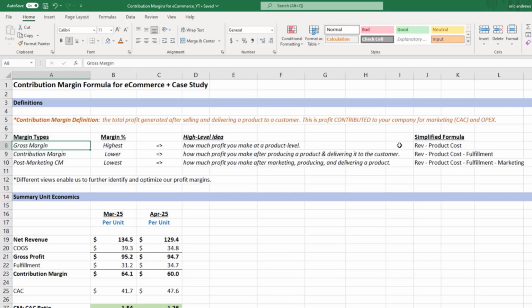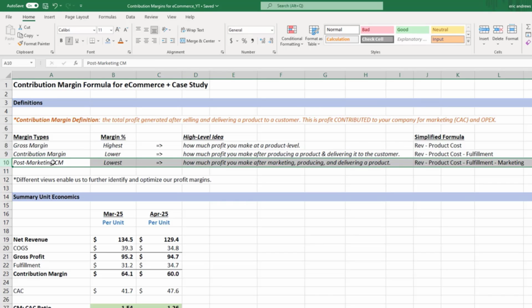Now, contribution margin takes it a step further. So in this case, the percentage is going to be a little bit lower than your gross margin. And this is how much profit you make after, of course, producing a product. But contribution margin also includes the fulfillment of the product. So delivering it to the customer's doorstep. So this is revenue minus product cost minus fulfillment. So your product cost and your fulfillment you look at as two separate ideas that they're both getting backed out of revenue, but you have the chance to evaluate each one independently.